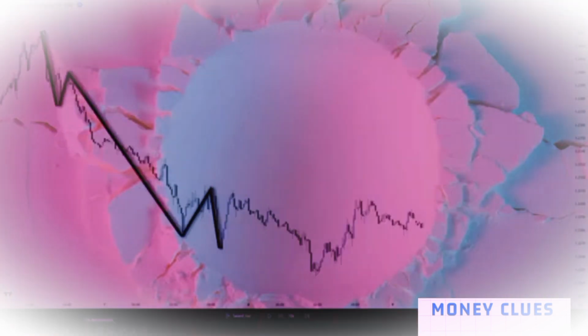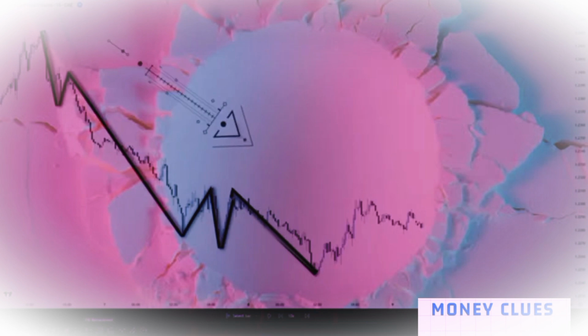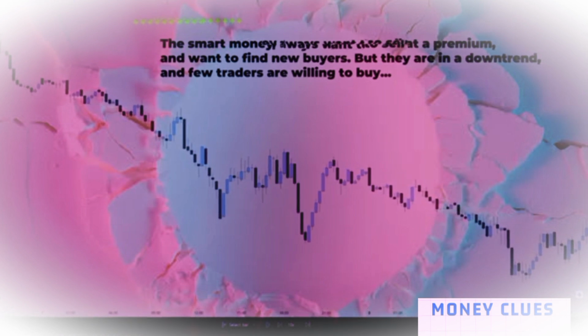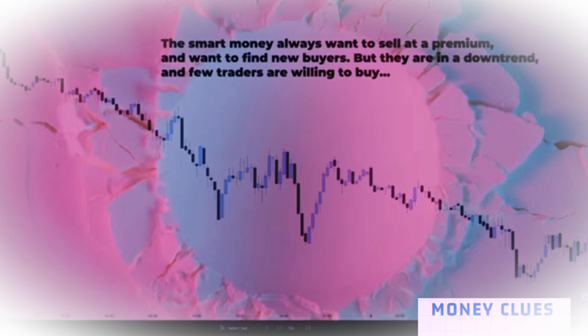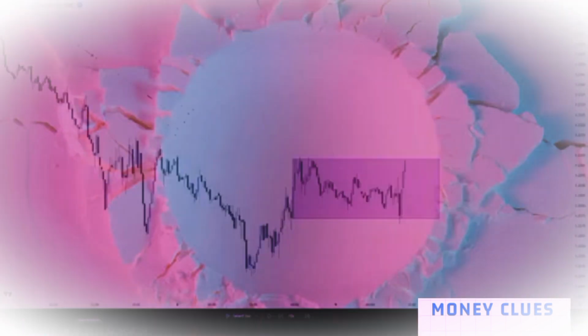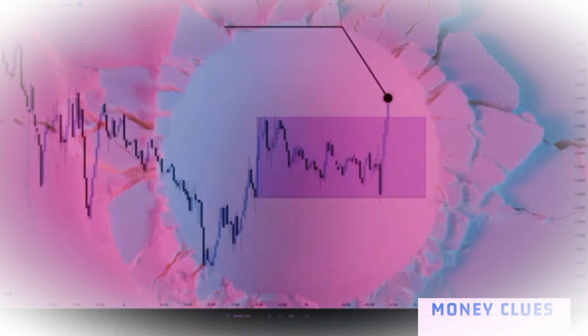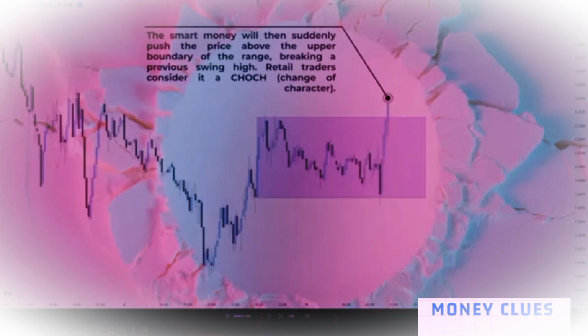Imagine a market clearly in a downtrend, where sellers dominate and the path of least resistance is downward. However, smart money may choose to manipulate the market since they always aim to sell at a premium and require new buyers. With the downtrend being so apparent, few traders are inclined to buy, prompting smart money to start purchasing, which leads to a period of consolidation or a range. This creates the illusion that the downtrend is losing momentum. They then push the price above the upper boundary of the range, breaking a previous swing high, which is referred to as a change of character.